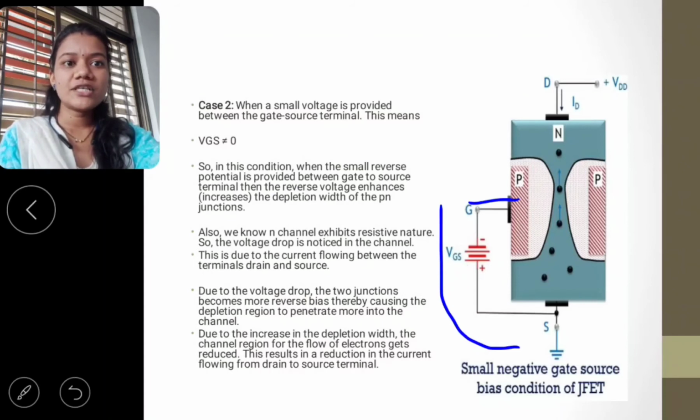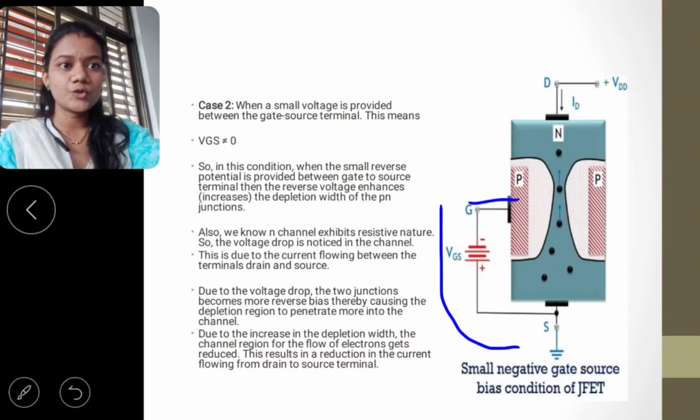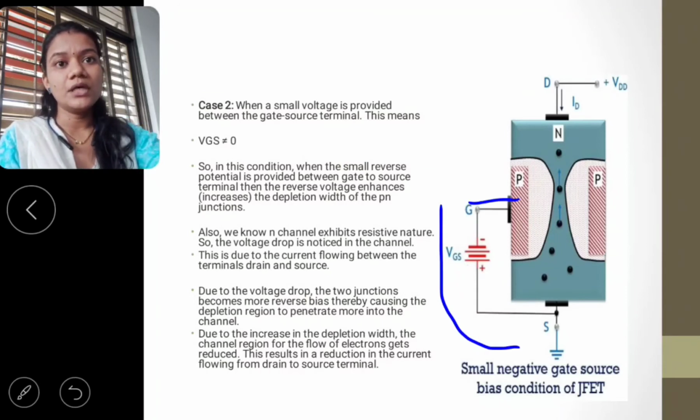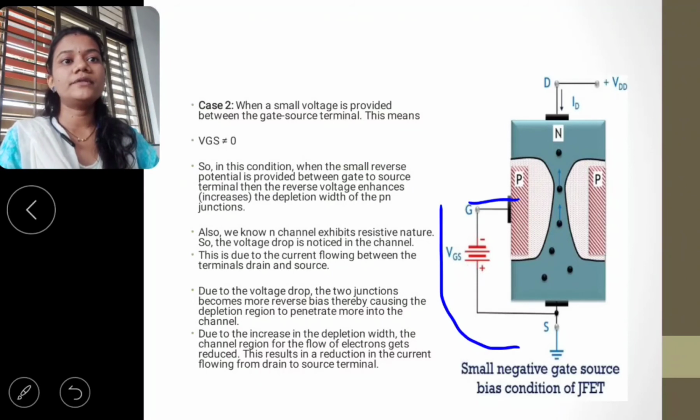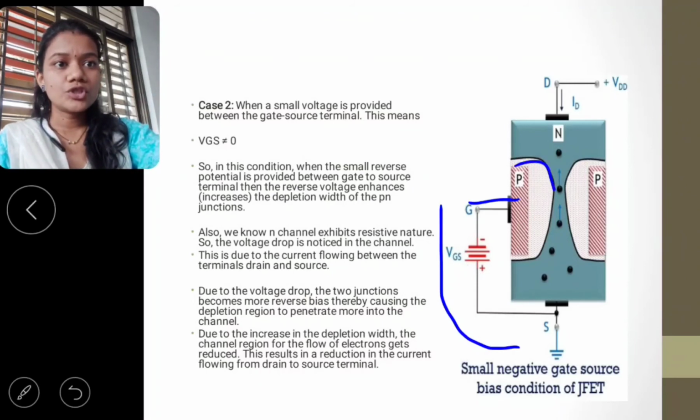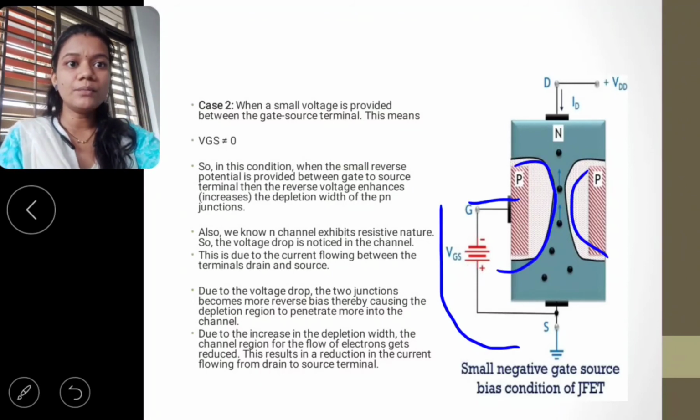Also, we know the N channel exhibits resistive nature, so a voltage drop is noticed in the channel. This is due to the current flowing between the terminals drain to source. So due to this voltage drop, the two junctions become more reverse biased, and this will cause the depletion region to increase more.